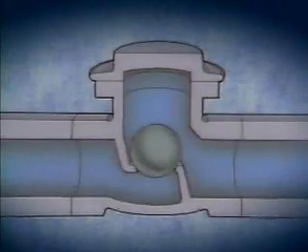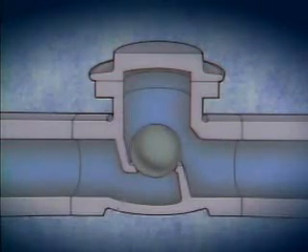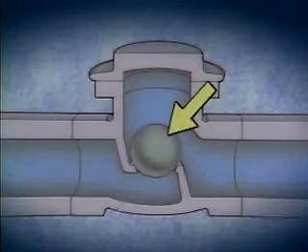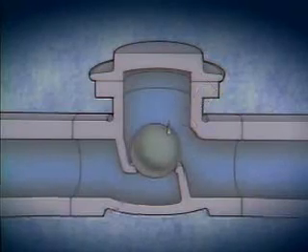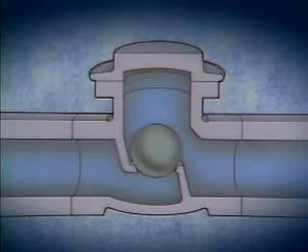A variation of the lift type check valve is a ball check valve. As its name indicates, a ball check valve has a ball-shaped disc. Ball check valves can be designed to operate in either the vertical or the horizontal position. In this example, the valve operates horizontally.